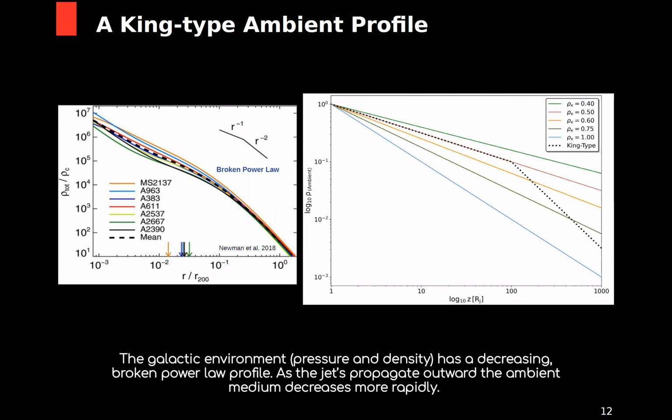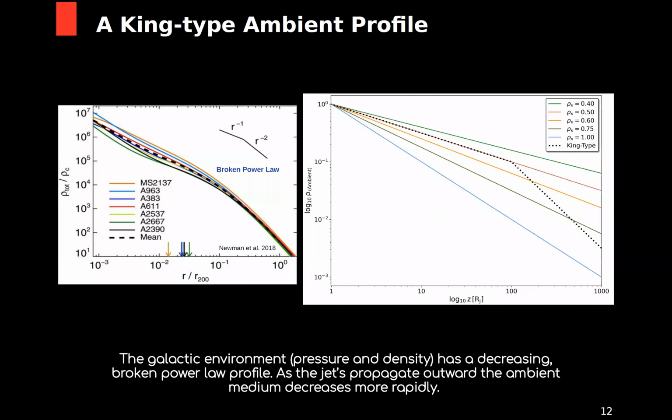from 0.4 to 1. And on top of that, what we do is we take a realistic case which should resemble something like a broken power law, what we observe, and then along the propagation direction, at roughly 100 RJ in the Z direction, we put a second profile. So this is a way to sort of mimic a more realistic jet.